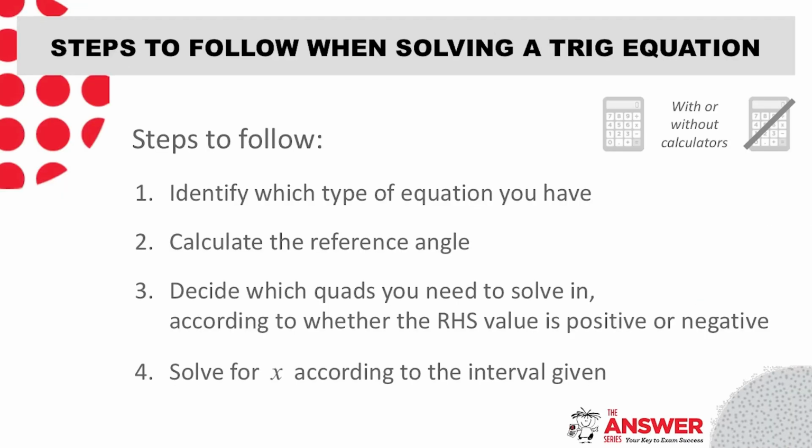So the steps to follow are first to identify the type of equation you have. Once you've identified the type, then next is to calculate the reference angle. Then once you've done this, you're left with deciding which quads to solve in and then simplifying and finding your solutions, giving your answers as required.